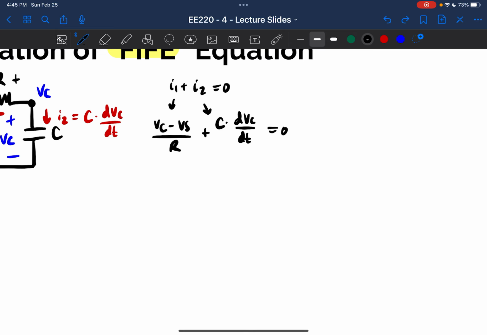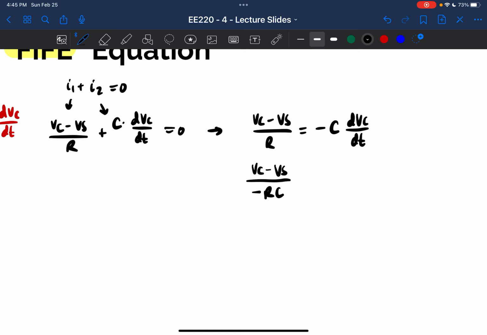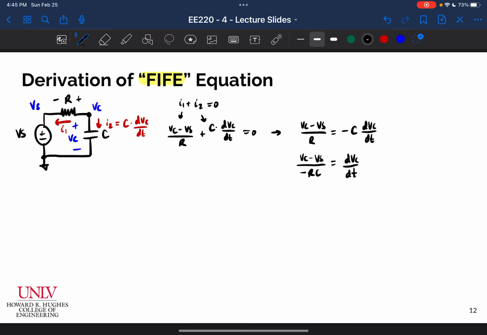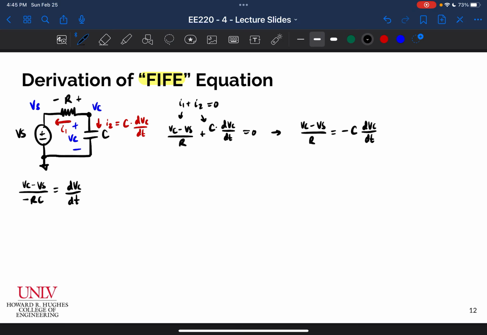What I'm going to do is I'm going to actually separate this into two sides here. So let's just say (Vc minus Vs)/R is equal to negative C dVc/dt. All right, and then I can actually take the C over to the other side if I divide both sides by negative C. So what I would end up with would be (Vc minus Vs) divided by negative RC, and that's going to be dVc/dt, okay? So from here, let me actually just drag this over here, and I'll continue the math over here so I don't run out of room.